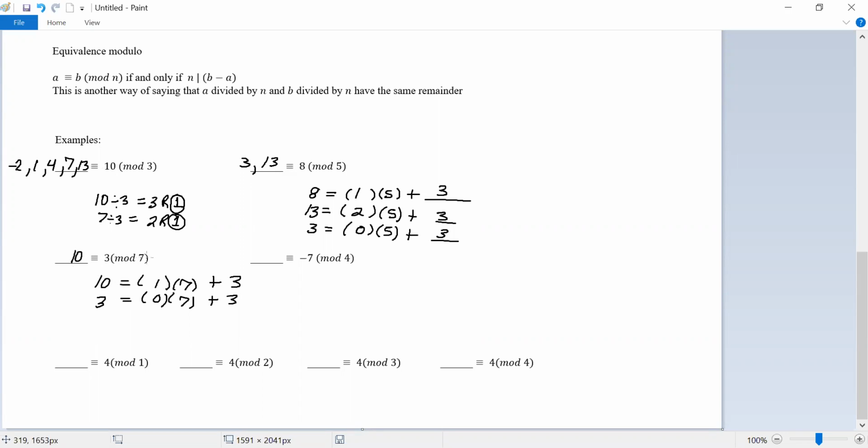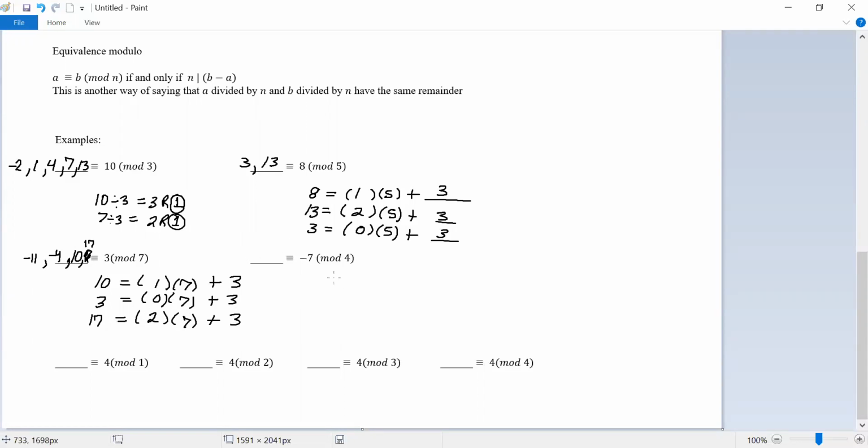So I could do 3 plus 7 to get the 10. I could add another 7. So what about 17? 7 goes into 17 twice because 2 times 7 is 14, and the remainder is 3. So 17 would work. You can squeeze it in there. I could also do 3 minus 7 and get -4, -11, and so on.